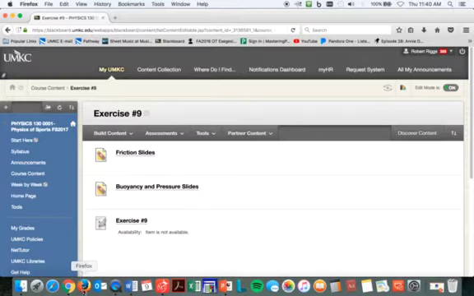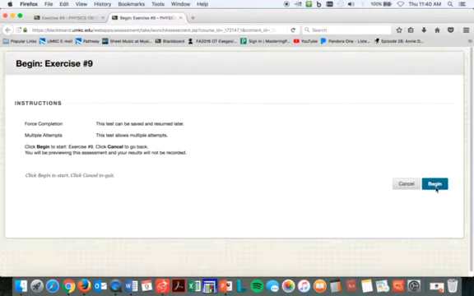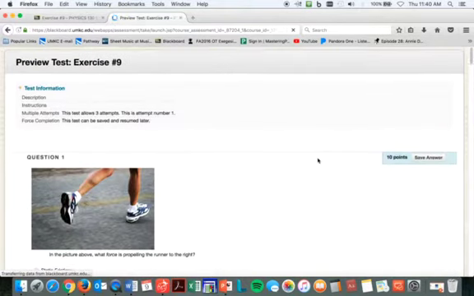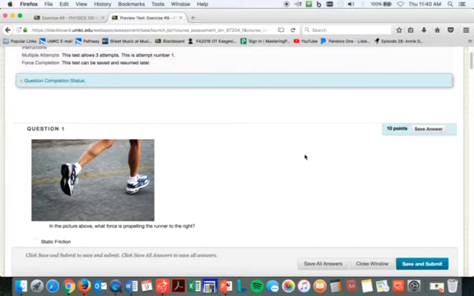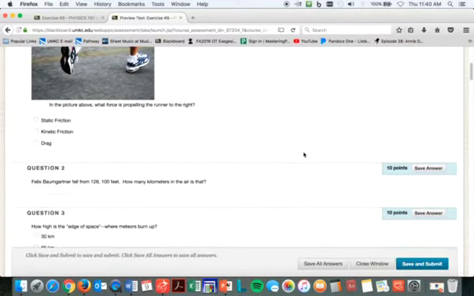Let's go ahead and look at exercise 9. Let's just go ahead and get that started. Okay, so here we go. In the picture above, what force is propelling the runner to the right? We talked a lot about that.